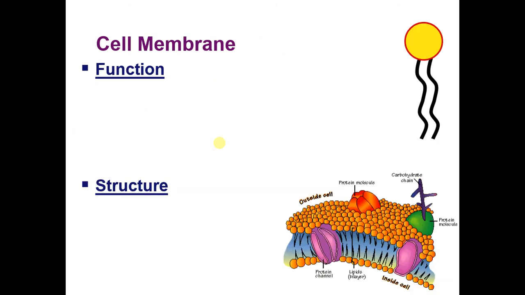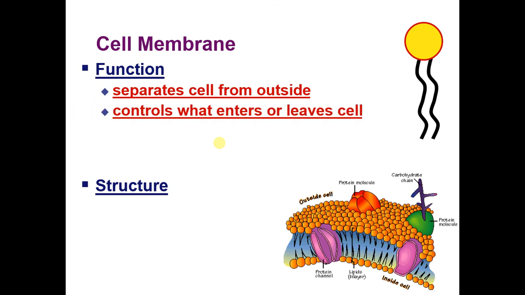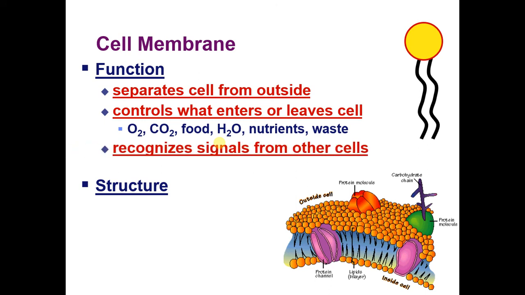So first, the cell membrane. The cell membrane separates the cell, the inside from the outside, and in the next video we're going to talk a lot more about the cell membrane. It controls what enters and what leaves the cell, so what's able to make it in and what can't. So for example, oxygen, carbon dioxide, food, water, nutrients, waste, all that stuff. And it recognizes and signals other cells.